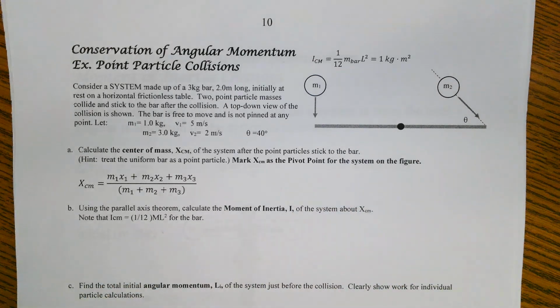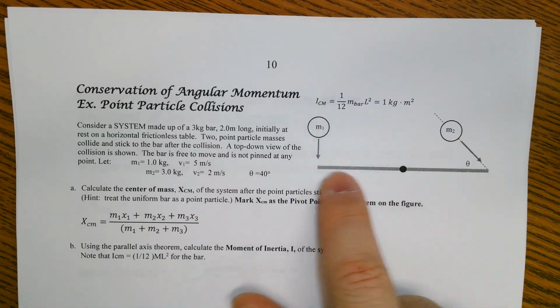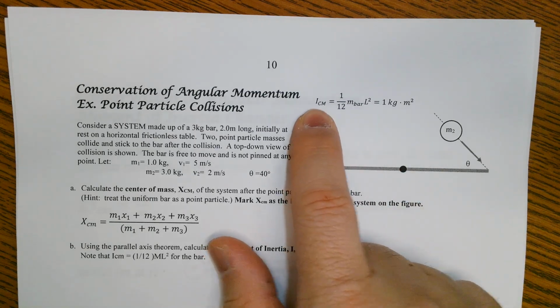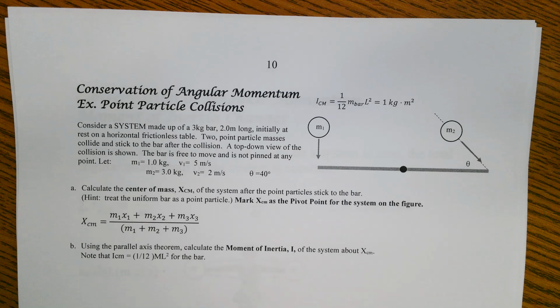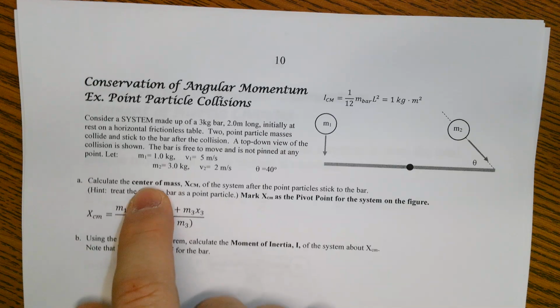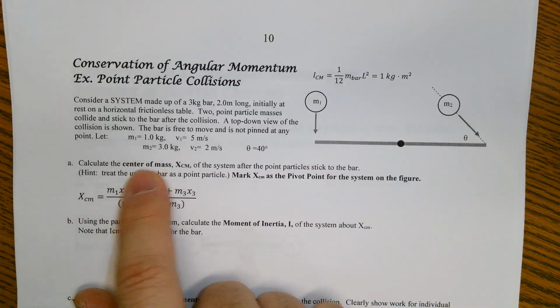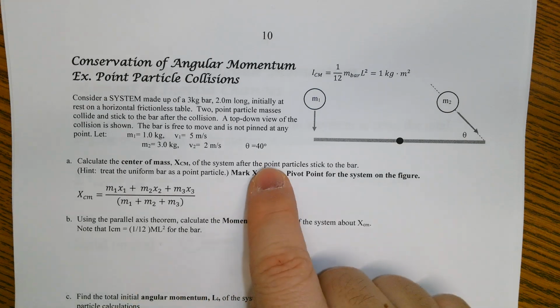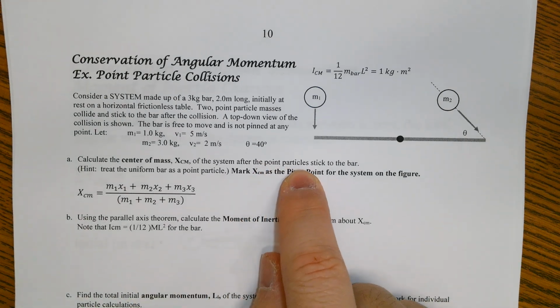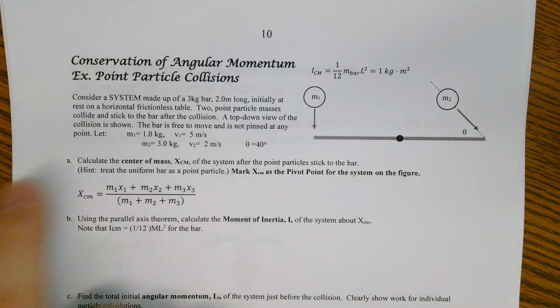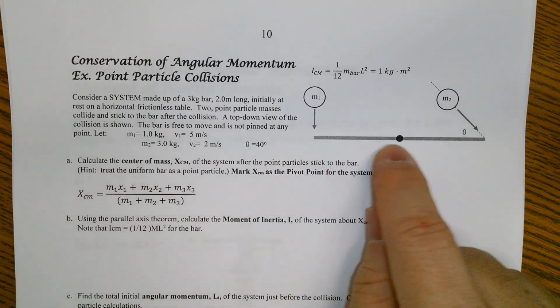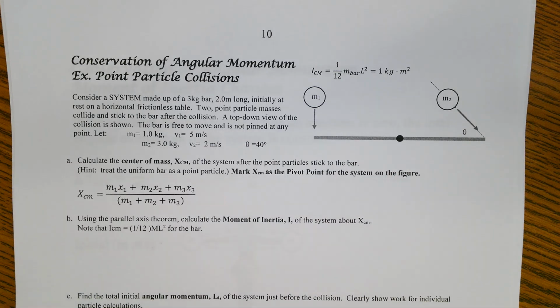The bar has a moment of inertia of just 1 kilogram meter squared. So calculate the center of mass, x sub cm, of the system after the point particles stick to the bar. You can treat the uniform bar as a point particle located at the center. And mark x sub cm as a pivot point for the system on the figure.